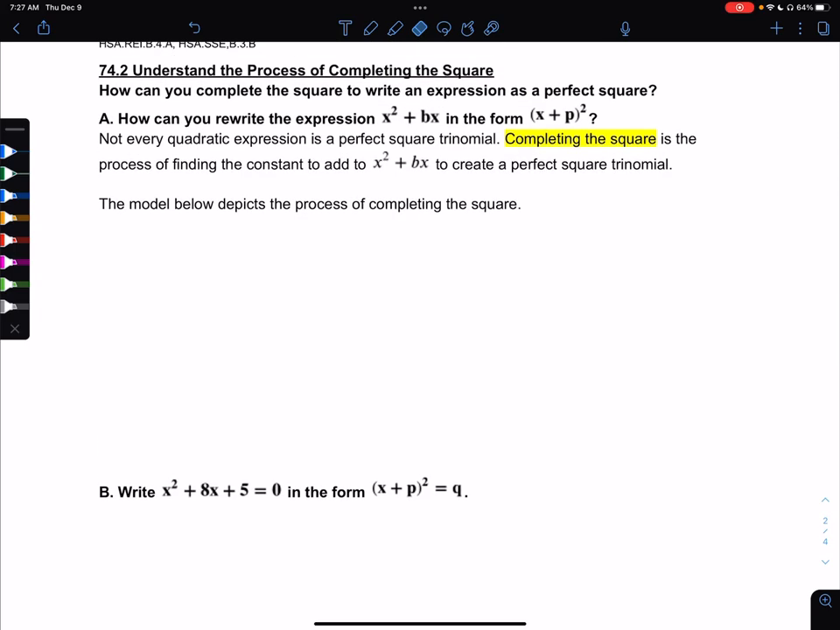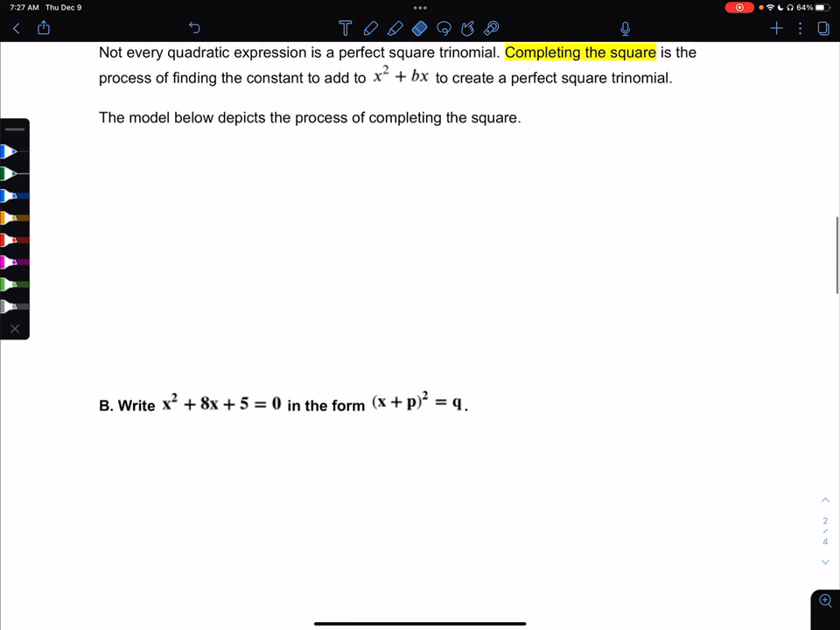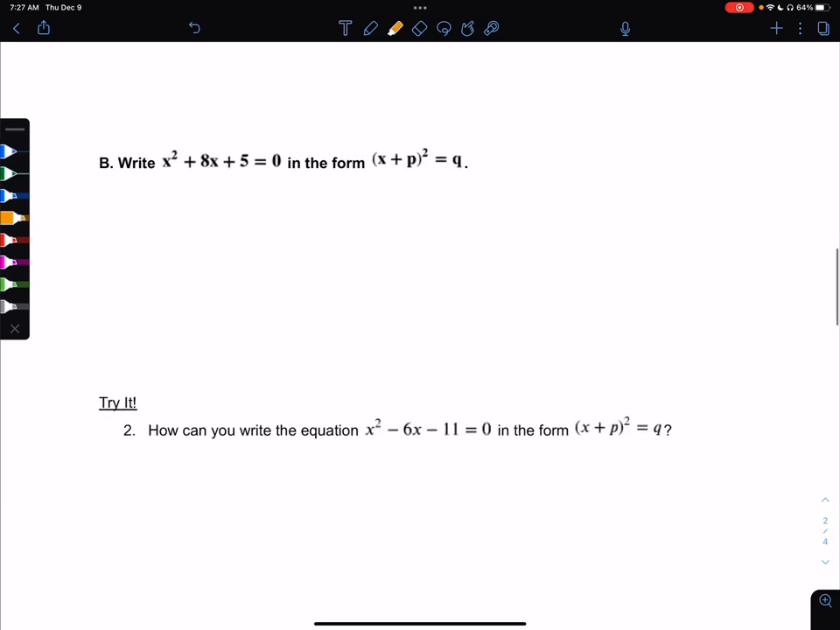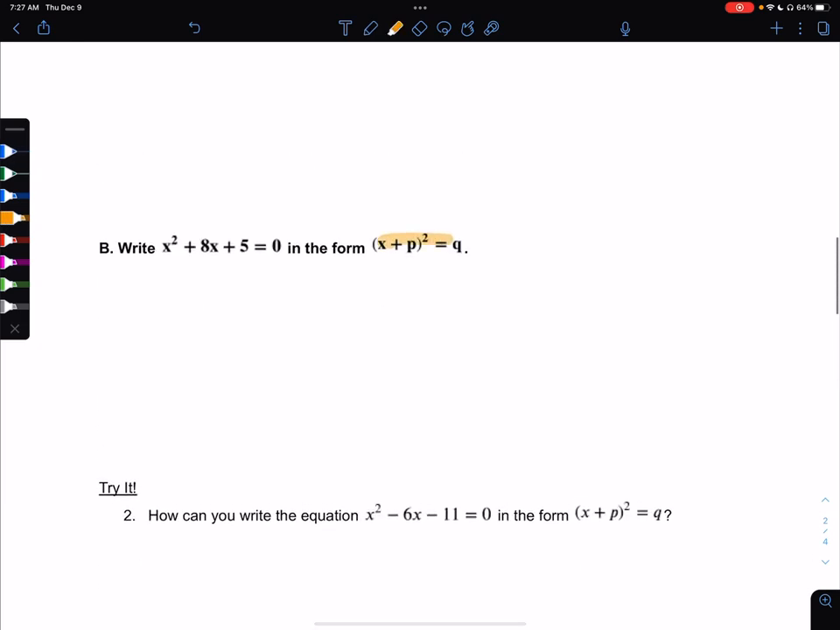example 2, part B, we don't have a perfect square trinomial. Our x squared plus 8x plus 5 is not a perfect square, so we're going to learn how to create a perfect square trinomial. And to do that, we want to write them in this form here. Okay.